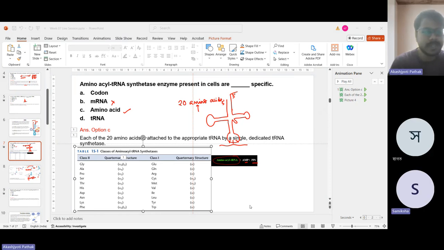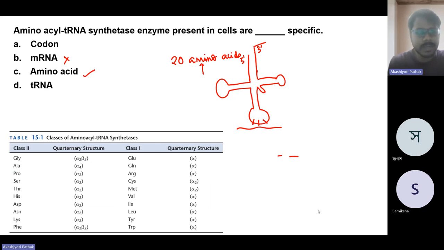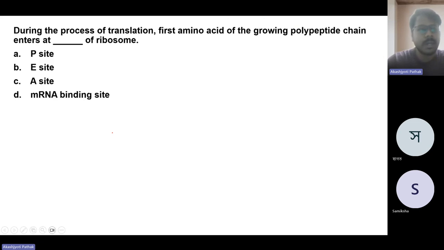Okay, so this is one of the figures from the book Watson, Molecular Biology of the Gene. You can see here that there are different amino acid tRNA synthetases, and they have different structures. The amino acid tRNA synthetase that is specific for glycine has a particular structure, alpha 2 beta 2. Then the amino acid tRNA synthetase which is specific for alanine is different. So for different amino acids, there are different amino acid tRNA synthetases. Okay, remember this.